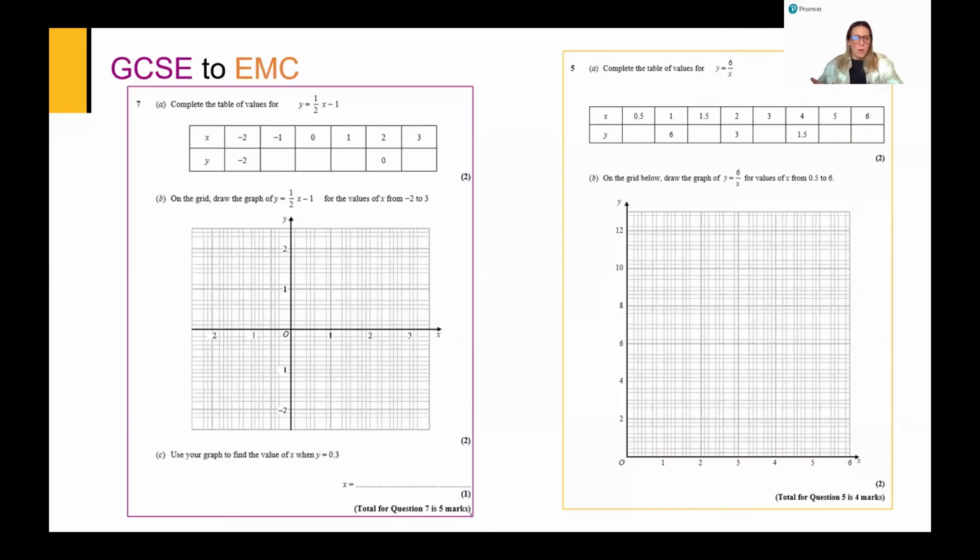So we've got y equals a half x minus 1, so table of values, and plotting. So a nice 5-mark question there. And then another question, y equals 6 over x. So introducing exponentials, inverses, all nice, interesting ones, and using decimals as well.